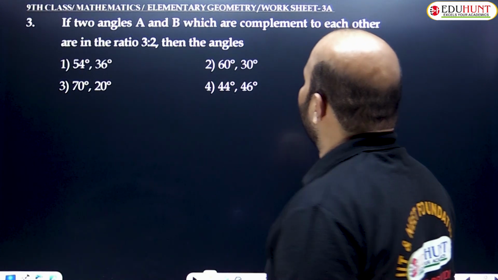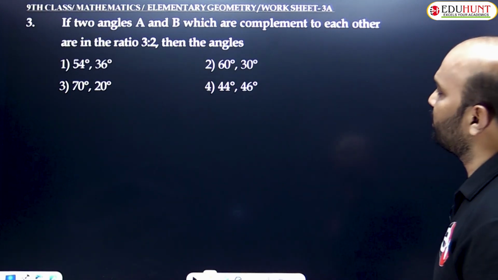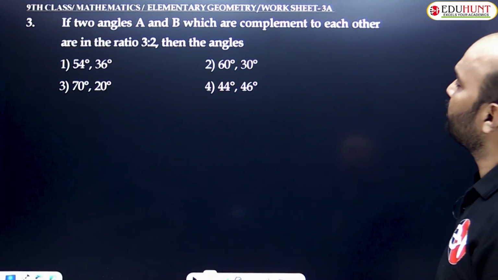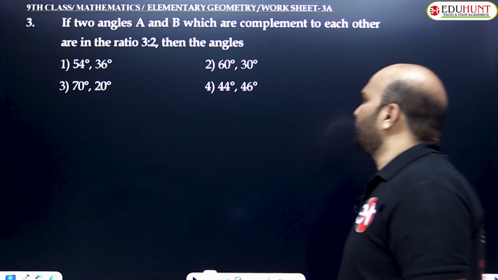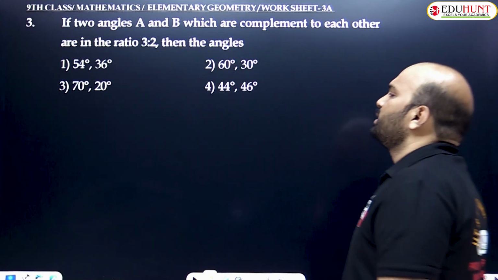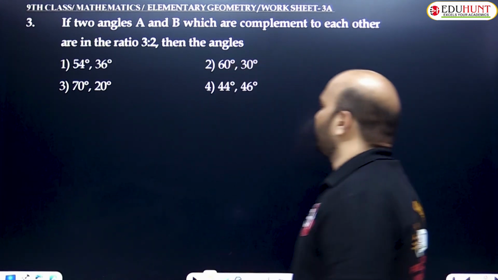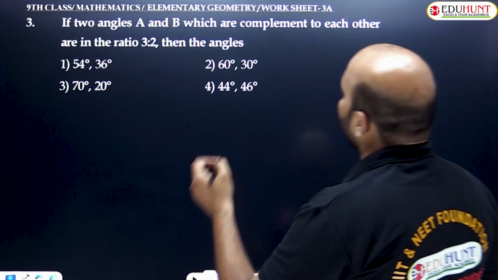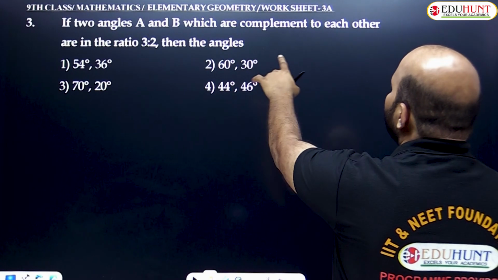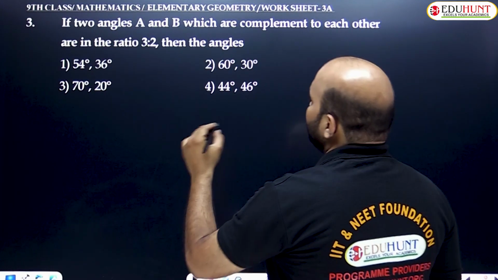If two angles A and B which are complement to each other are in the ratio 3:2, then the angles are: option A 54 degree, 36 degree, option 2 60 degree, 30 degree, option 3 70 degree, 20 degree, option 4 44 degree, 46 degree. Am I clear? In that question, A and B are two angles which are complementary to each other. So what is complementary?